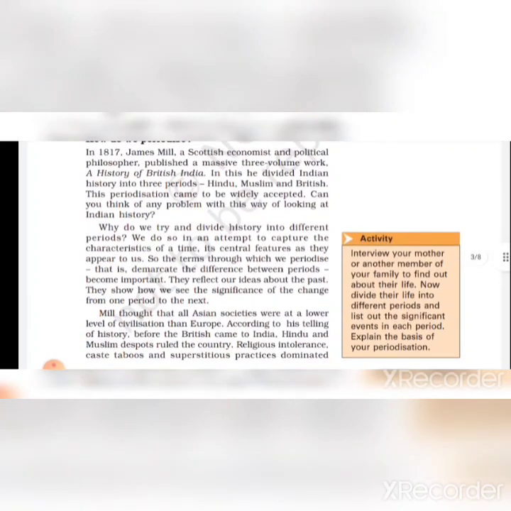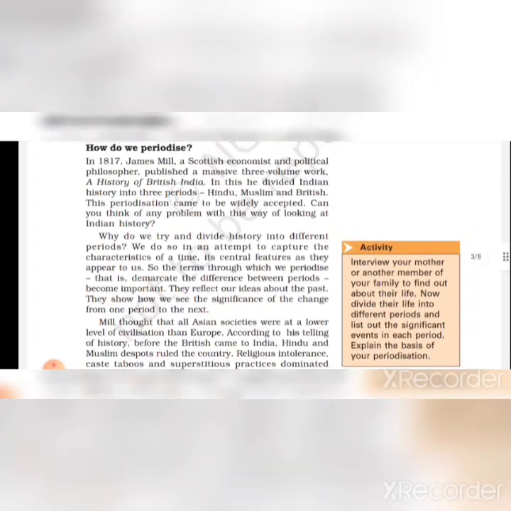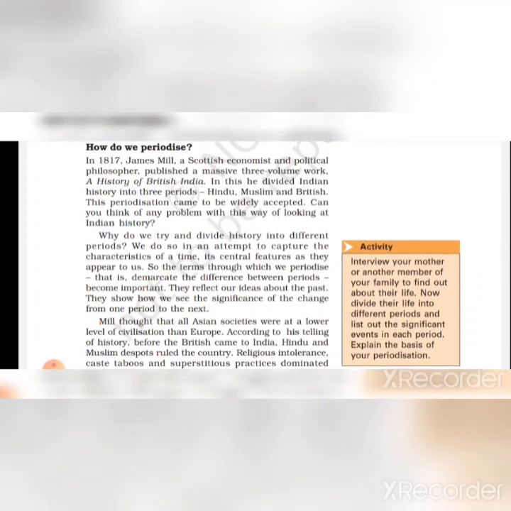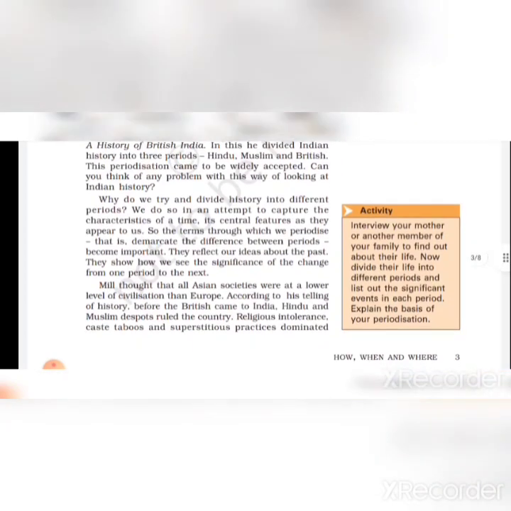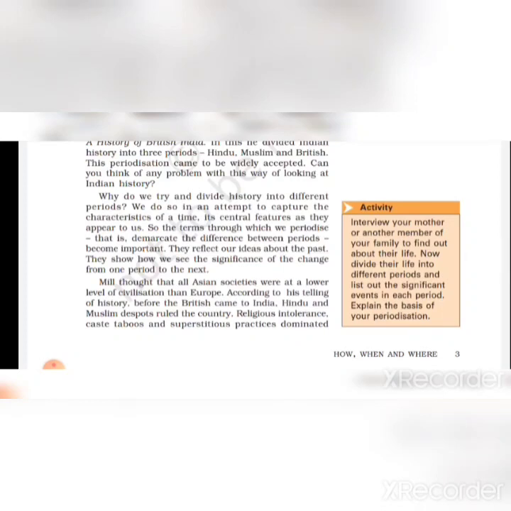In 1817, James Mill, a Scottish economist and political philosopher, published a massive three-volume work, A History of British India. In this, he divided Indian history into three periods: Hindu, Muslim, and British. These periodizations came to be widely accepted. Can you think of any problem with this way of looking at Indian history?